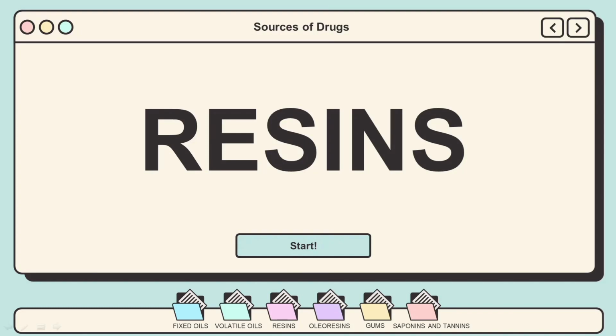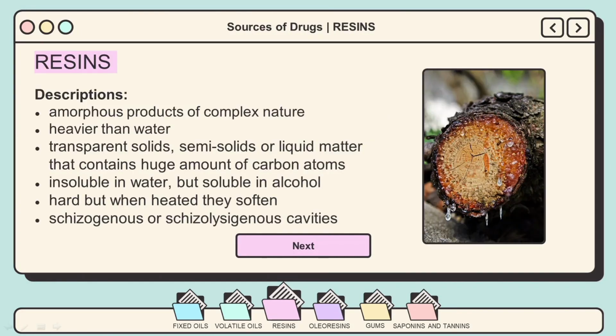We will proceed to resins. Resins are amorphous products of complex nature. These are amorphous mixtures of essential oils, oxygenated products of terpene and carboxylic acids found as exudations from the trunk of various trees. Most of the resins are heavier than water.